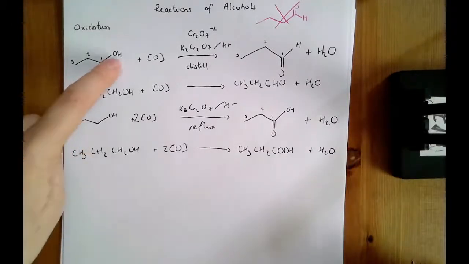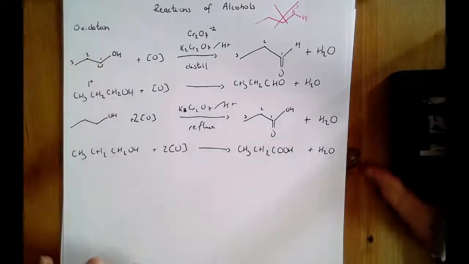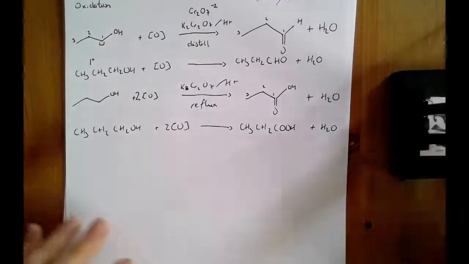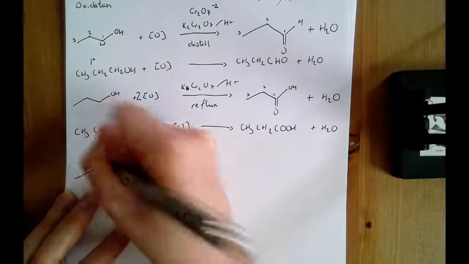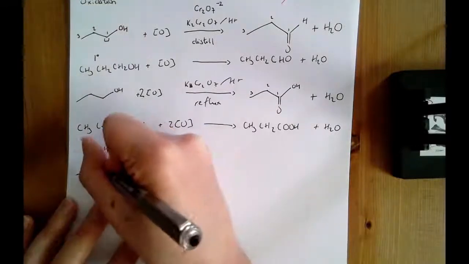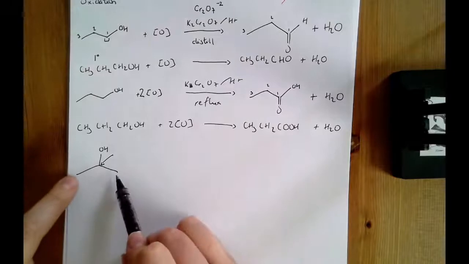Remember, this is primary because the OH that's bonded to the carbon is bonded to only one other carbon. You can also oxidize secondary alcohols. So this would be an example of a secondary alcohol. This is the carbon of interest. This is the carbon that's bonded to the OH, and it is bonded to 2 carbon atoms, not just 1.